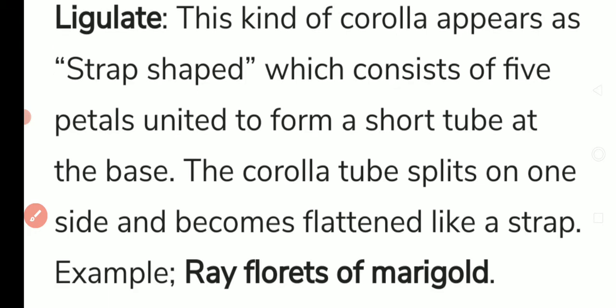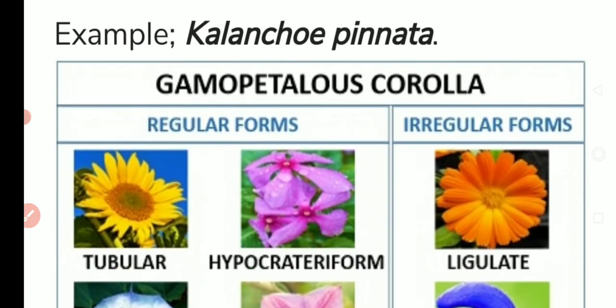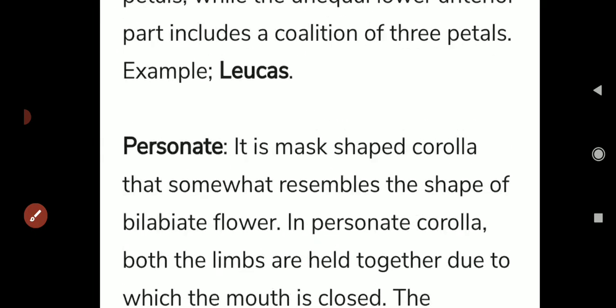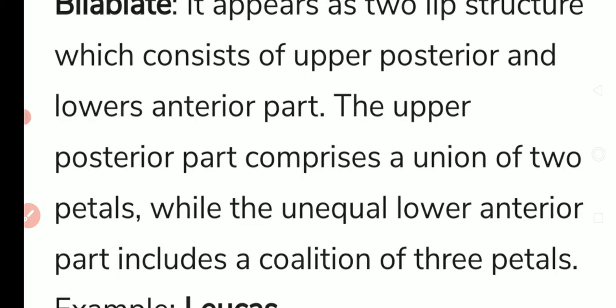So 5 petals united to form a short corolla tube at the base, and it splits on one side, becomes flattened like a strap, okay, like your watch strap is flat, no? So this one example is marigold, okay, the ray florets of marigold. So tubular is the disc and the ligulate is only talking about the ray floret, okay. Next, bilabiate, remember it appears as a two-lip structure, lips, with the upper posterior and lower anterior part of the lip.